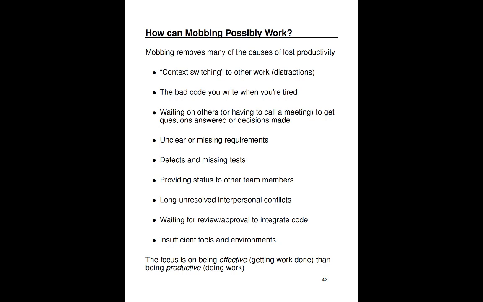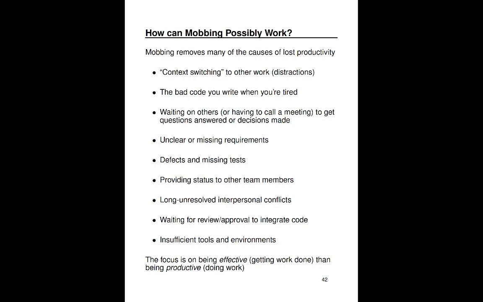In mobbing, you don't need to wait for others to get questions answered or to make decisions. So you don't have to call a meeting and get on everybody's calendar. Nope, everybody right there is focused. And so decisions get made and implemented much, much faster. Similarly, you don't need to go refining requirements. Most likely, the people in the mob have enough information to be able to make a decision that if it's not the right one, it's certainly good enough for now so you can move forward.